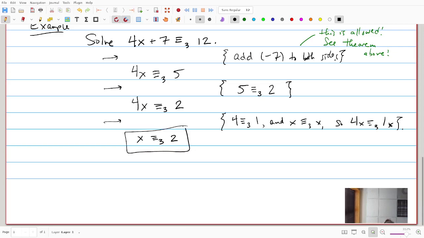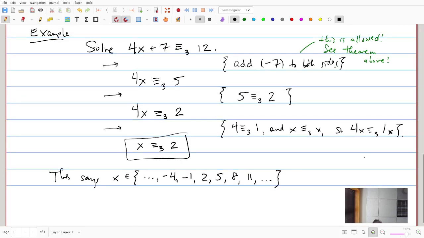So notice this actually isn't a single value for x, right? This actually says x is an element of this set of all things that are equivalent to 2. So it's like negative 4, negative 1, 2, 5, 8, 11, dot, dot, dot.